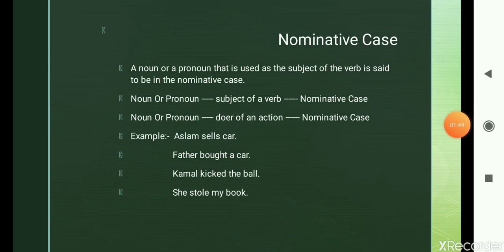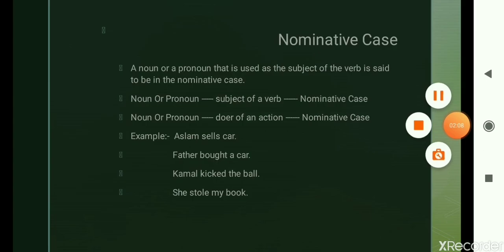So in this example, Aslam sells car. Aslam over here is the subject because Aslam is doing some action, right? He is the doer of an action. And how will we know that Aslam is my subject? We have to ask the question, who did the action? The action was done by Aslam. So over here, Aslam is my nominative case.